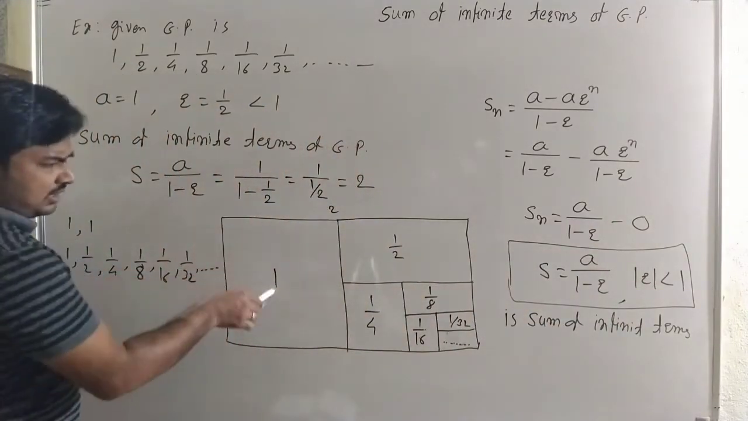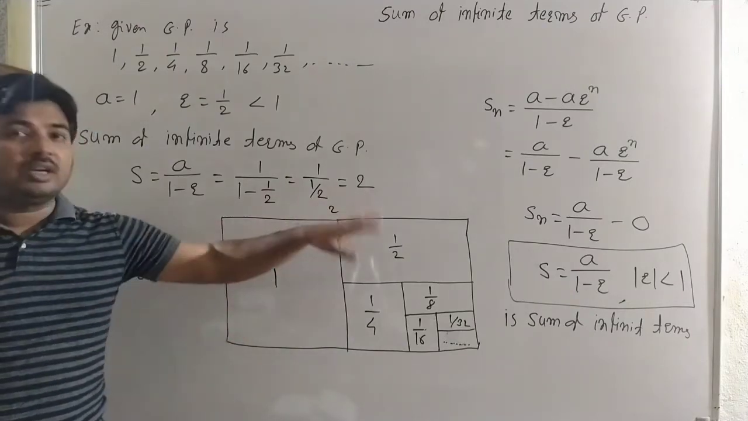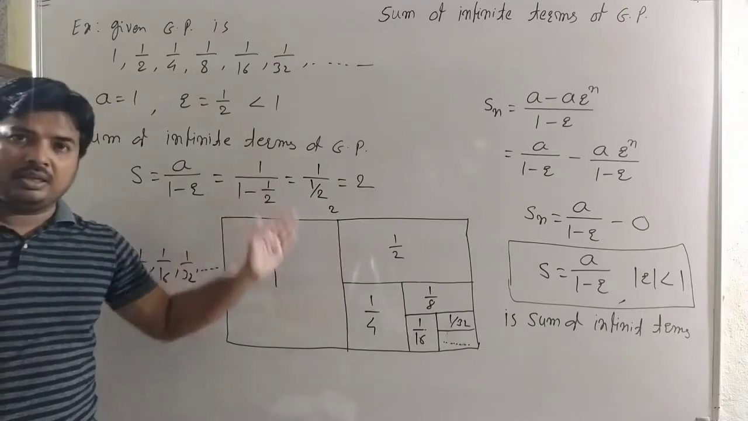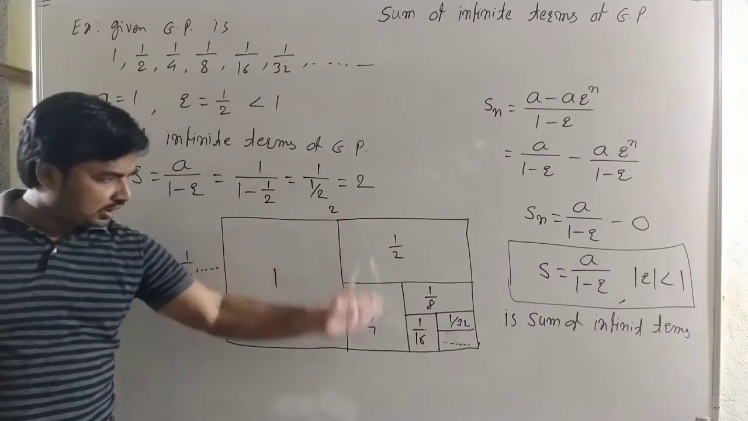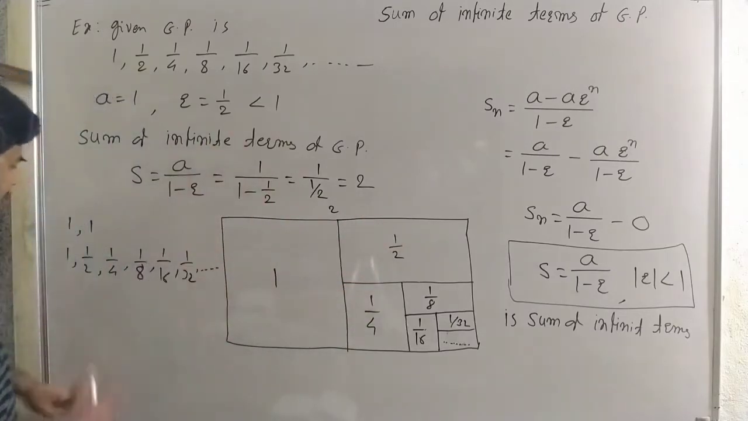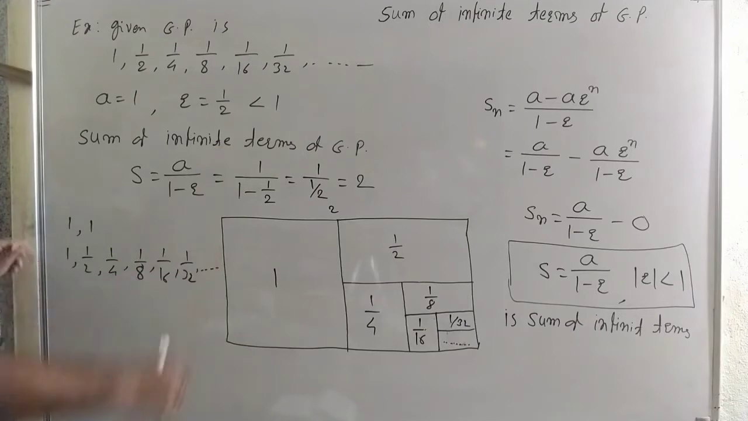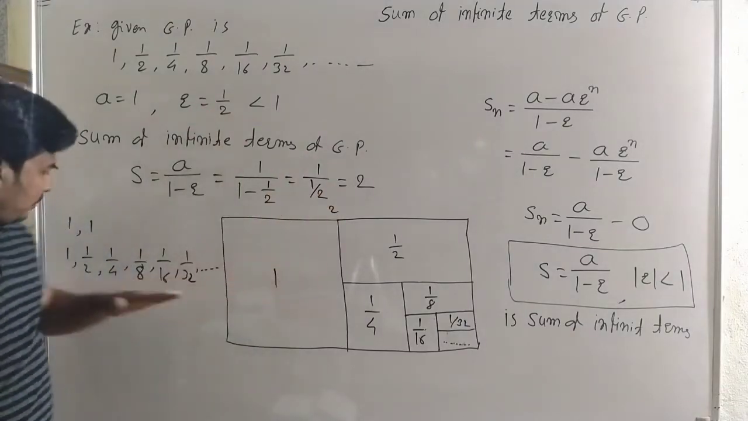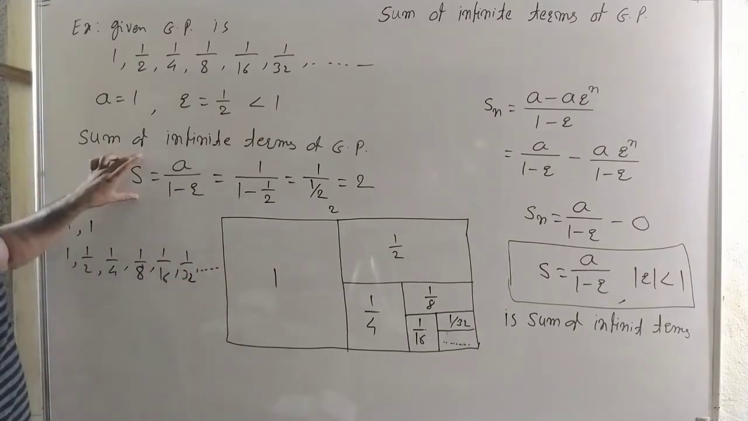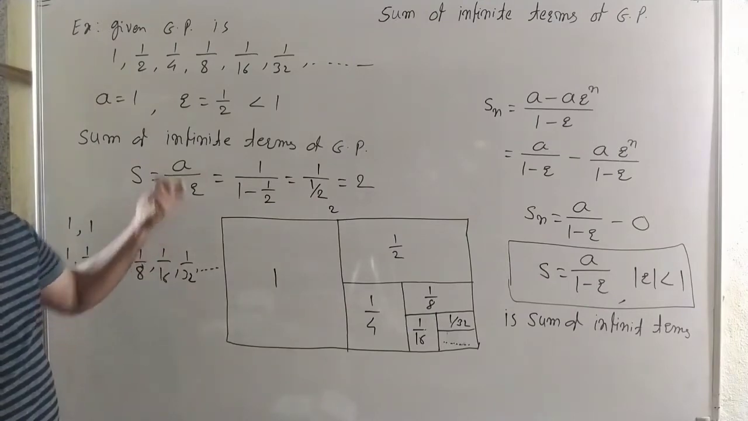See carefully the geometrical interpretation: we take an area and take infinite equal parts. First two parts, then again equal parts. The area of the first part is 1, then 1 by 2, 1 by 4, 1 by 8, 1 by 16, 1 by 32, up to infinity. The last term is negligible, that means 0. So the sum of the infinite terms is 2. Now we see the examples on this.